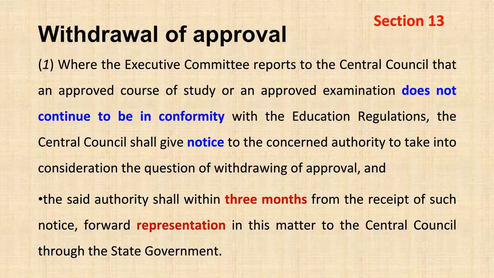Withdrawal of approval. Section 13. Where the Executive Committee reports to the Central Council that an approved course of study or an approved examination does not continue to be in conformity with the education regulations, the Central Council shall give notice to the concerned authority to take into consideration the question of withdrawing of approval, and the said authority shall within 3 months from the receipt of such notice, forward representation in this matter to the Central Council through the state government.